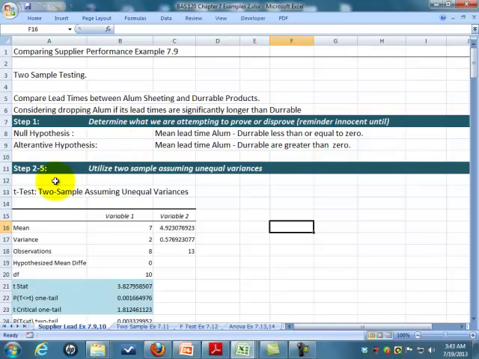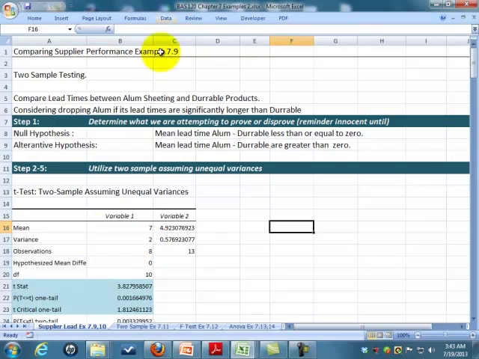Okay, to do this, and these are the same steps, except it's a little bit simpler because we don't have to go through a formal calculation. We're able to do one Excel calculation and it gives it to us all at once. We're going to do a t-test, and it's a t-test because obviously there is no population to know this stuff. And it's a two sample. We have one sample from aluminum sheeting and one sample from durable products. And the variances, we know nothing about the variances, so we're going to assume they're not equal, which will make the test a little bit stiffer.